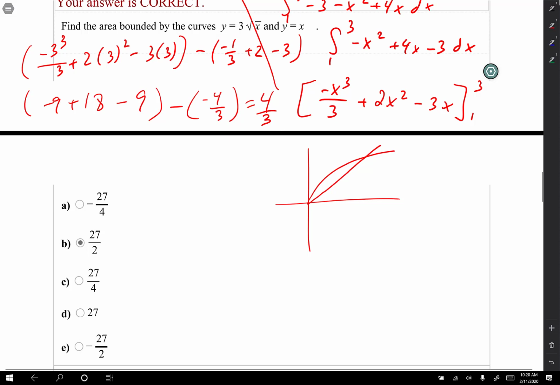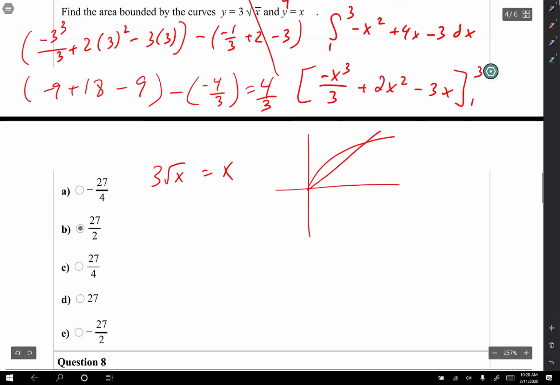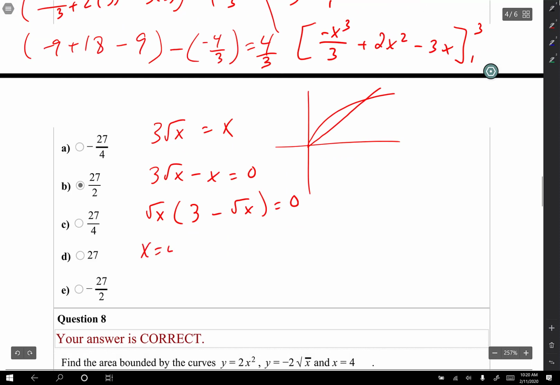And, okay, so let's start. 3 square root of x equals x. I'm going to move the x to the left. 3 square root of x minus x equals 0. I'm going to factor out a square root of x. I have 3 minus square root of x. So one answer is 0, and then the other answer is 9. So now that I know, I'm going to integrate from 0 to 9.